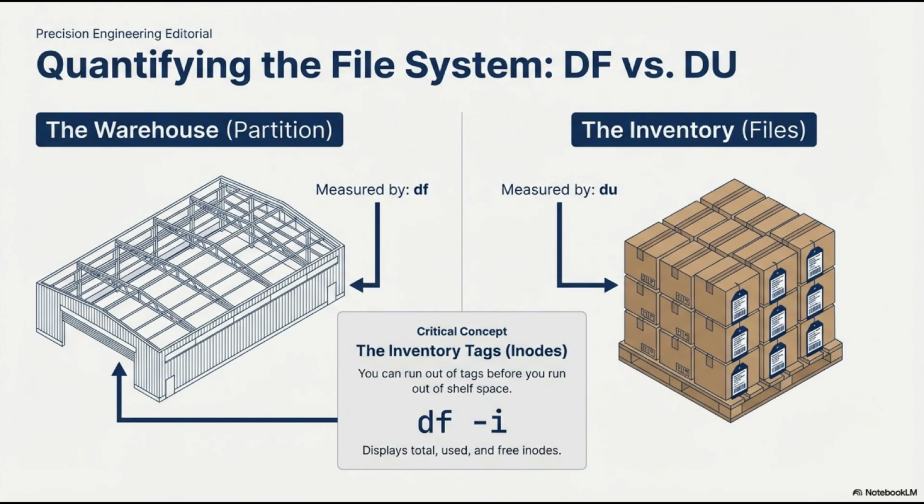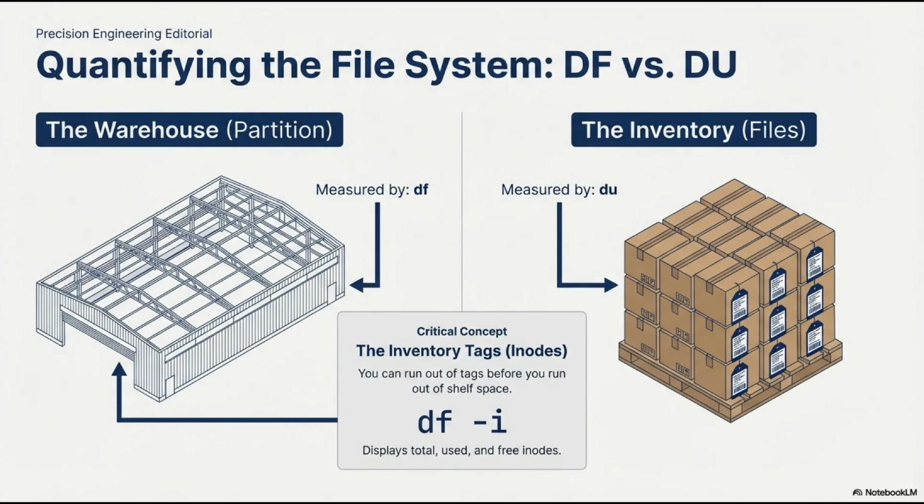Okay. The command df, that's for disk-free, it measures the warehouse. It looks at the whole partition structure. But du, for disk usage, that one actually walks down the aisles and counts the boxes. So df is the structural view, du is the content view. But hang on, look at the big warning box in the middle of slide 3. It says critical concept, inodes, and it calls them inventory tags.